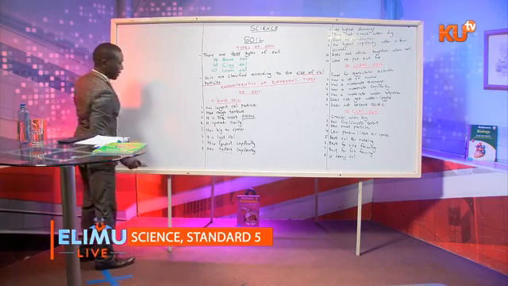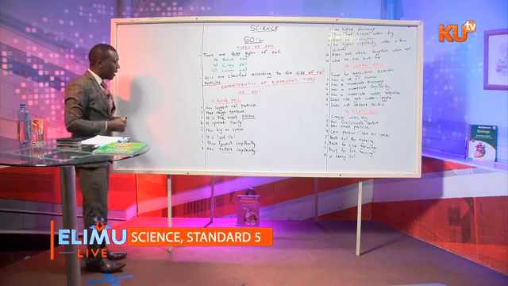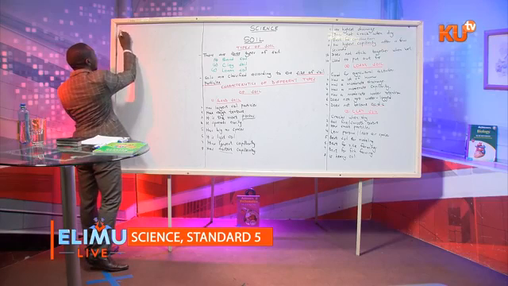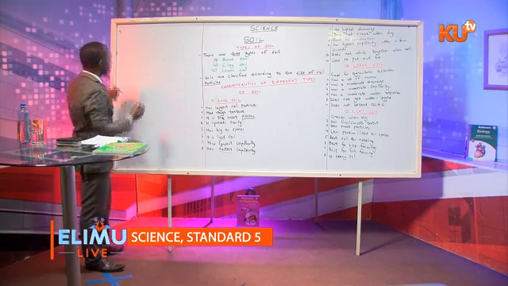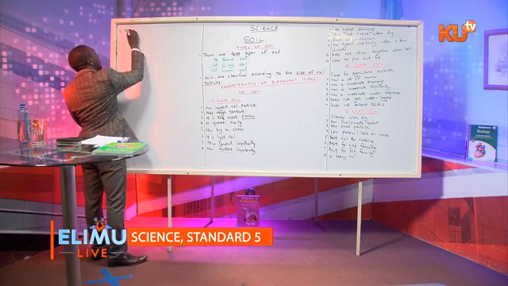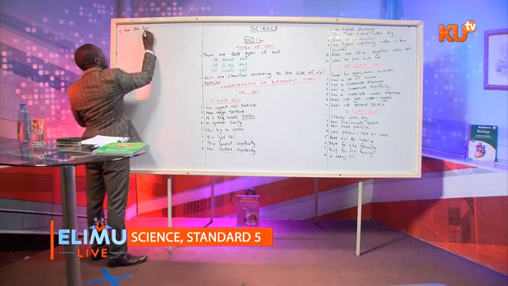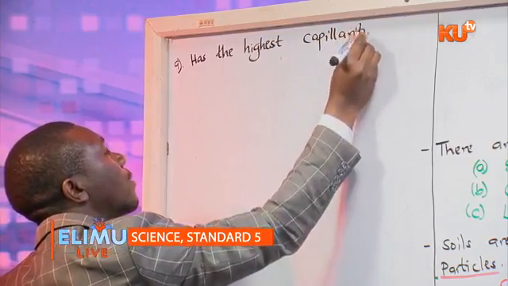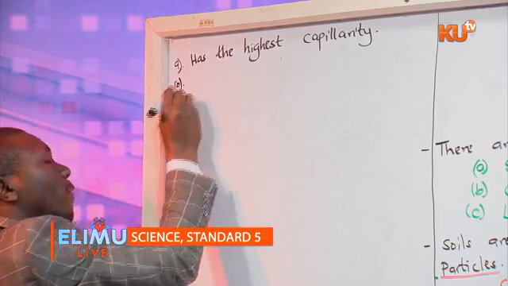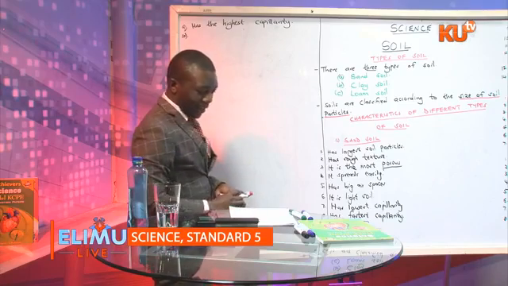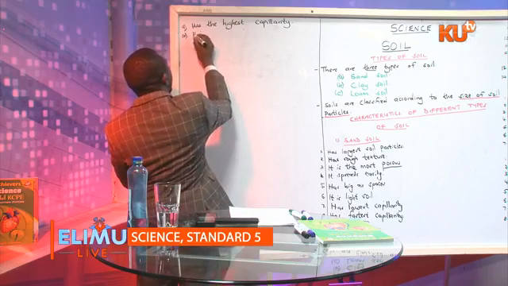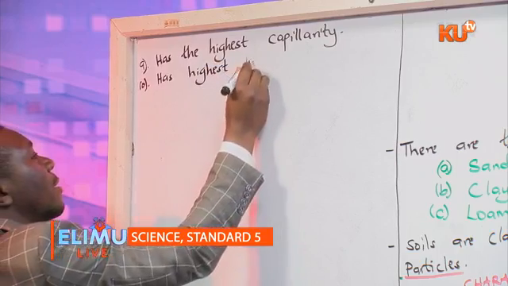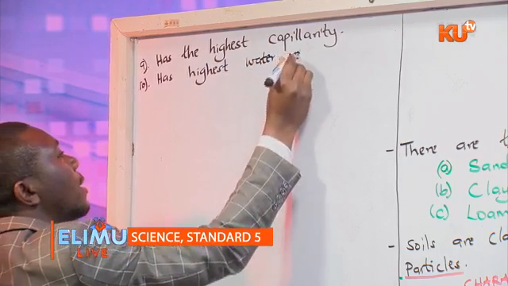We said initially that sand soil has the lowest capillarity. The opposite of the word low is high. So another characteristic of clay soil is that it has the highest capillarity. Another characteristic of clay soil is that it has the highest water retention. It retains a lot of water.